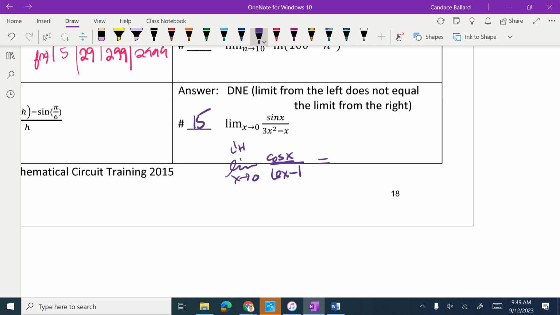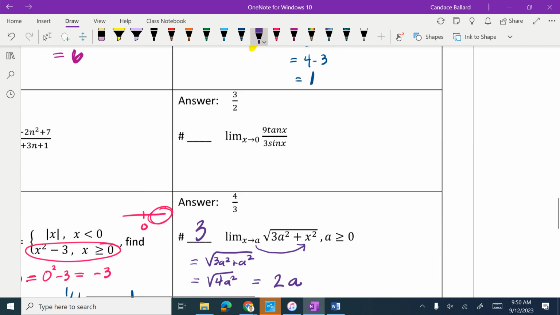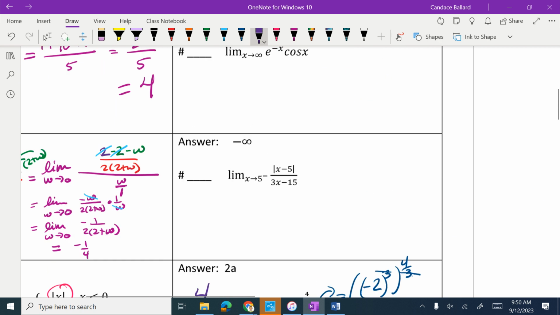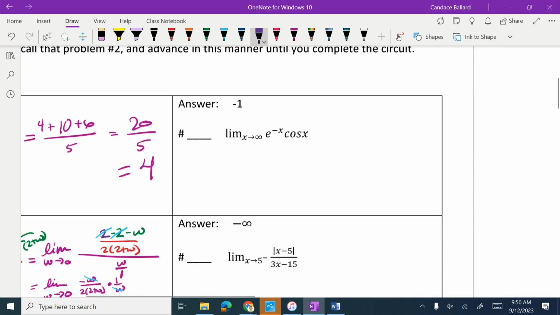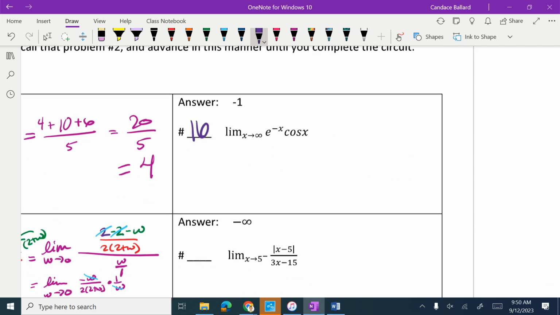All right, let's see what happens. I'm going to try plugging my 0 in. What is the cosine of 0? 1. And then we have 6 times 0 minus 1. What's that end up being? The answer is -1. Where is that landing? Is that on there? First page. There it is. Okay, so what are we up to? 16. Okay, we'll start with 16 tomorrow.